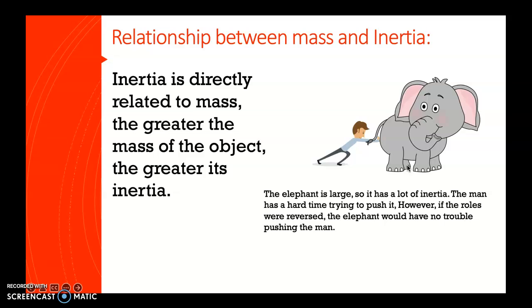There is a relationship between mass and inertia. The more mass an object has, the greater its inertia is. So again, if there's a really heavy object, it's going to take a lot of force to get it moving because it wants to stay at rest. Or vice versa, if there is a really heavy object that is moving, it's going to take a lot to get it to stop because it's going to want to stay in motion.